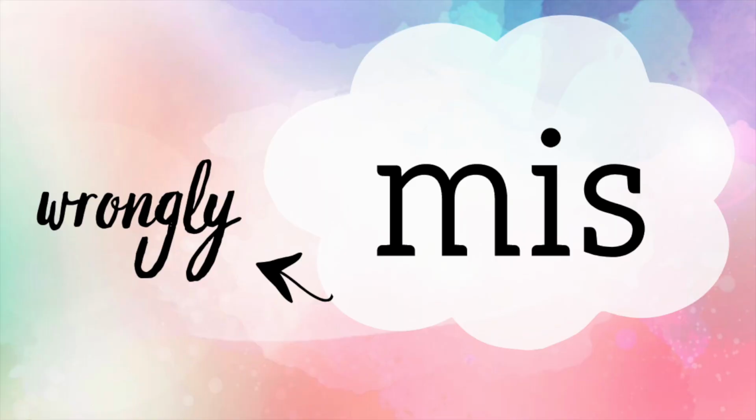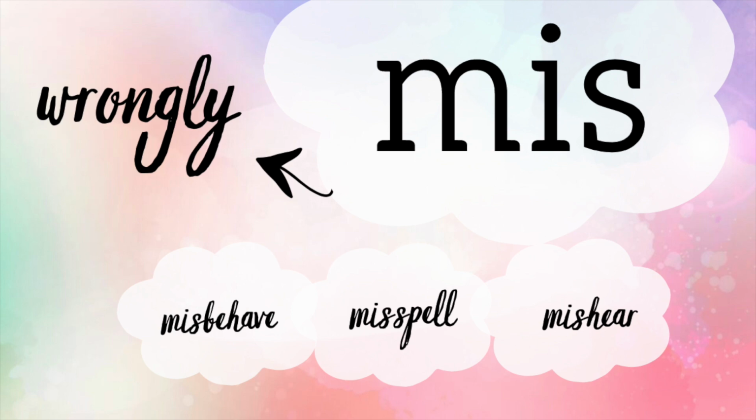Next one is mis. So mis is wrongly. So misbehave, so behave in a wrong way. Misspell, spell in the wrong way, and mishear. So you know the word hear, so it means that you can hear somebody speaking or a sound. When I put mis in front of it, you now know that you heard in a wrong way.